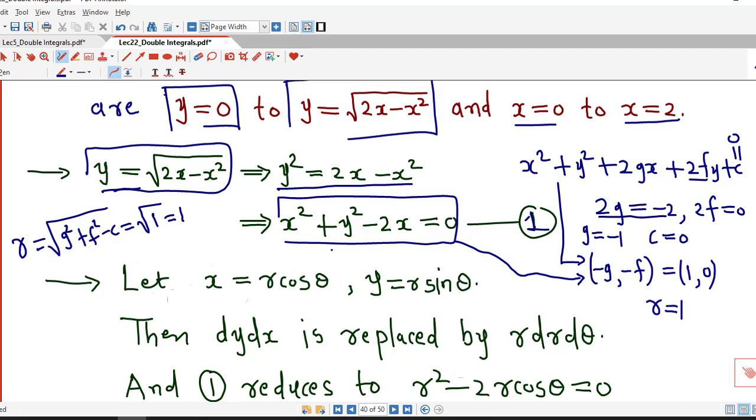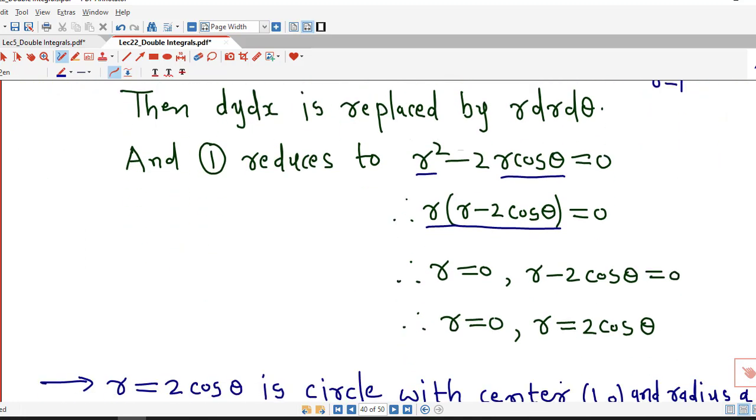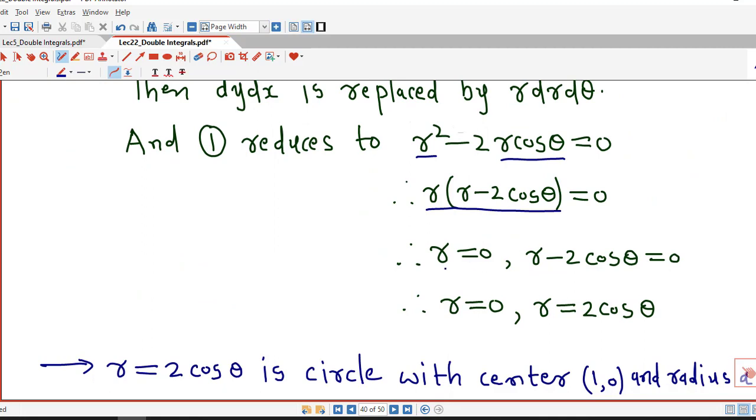Now we have to convert this circle into polar form. So we substitute x equal to r cos theta and y equal to r sin theta. So x square plus y square is r square and x is replaced by r cos theta. So equation 1 becomes r square minus 2r cos theta equal to 0, and if we take r common we have r into (r minus 2 cos theta) equal to 0. So that gives r equal to 0 or r minus 2 cos theta equal to 0. Therefore r equal to 0 or r equal to 2 cos theta.